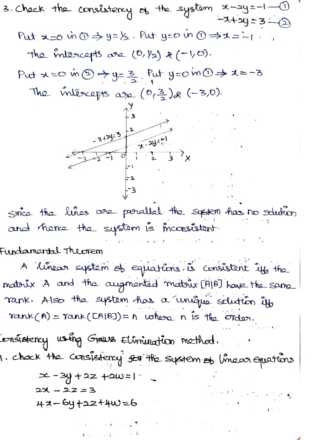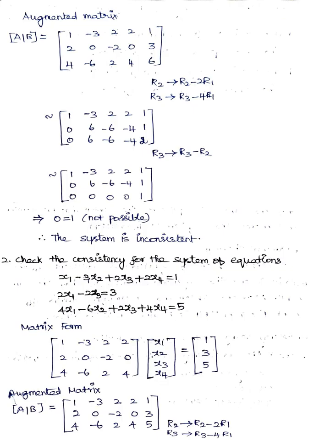Check the consistency of the system of linear equations. We have a system of three equations and four unknown values. x minus 3y plus 2z plus 2w is equal to 1. 2x minus 2z is equal to 3. 4x minus 6y plus 2z plus 4w is equal to 6.